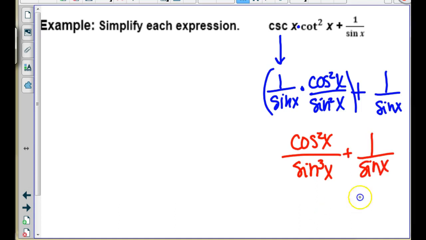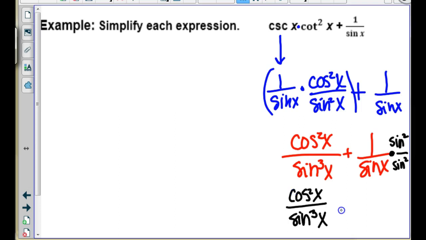Okay. Now I have two separate fractions. If I want to add, I have to have what? Only way I can add fractions is if they have a common denominator. So what is the common denominator for a sine cubed and a sine? Sine cubed. So I need to make this into a sine cubed, so I will need to multiply it by what? It already has a sine, so I'll need to multiply it by 2 more sines, sine squared. Everybody okay? Sine squared, and I'm not going to have room for the x. So then this will stay cosine squared of x over sine cubed of x.